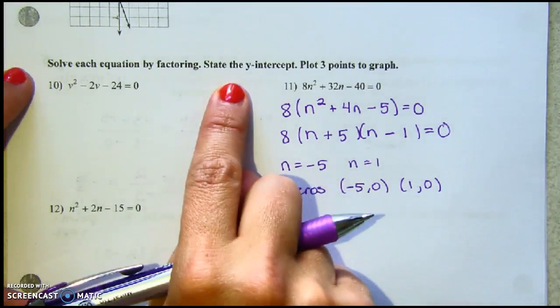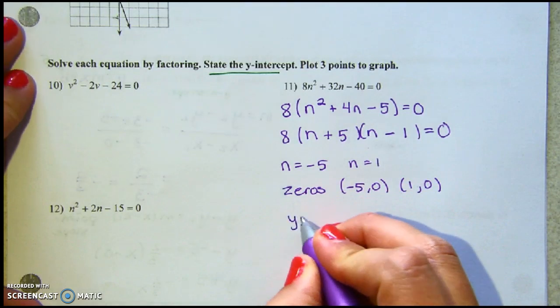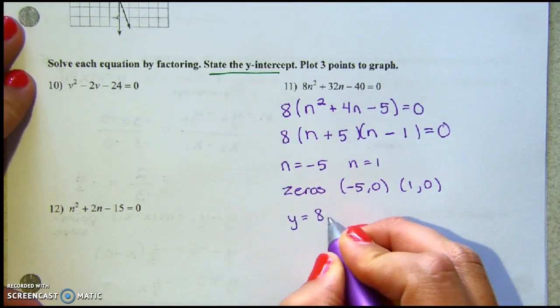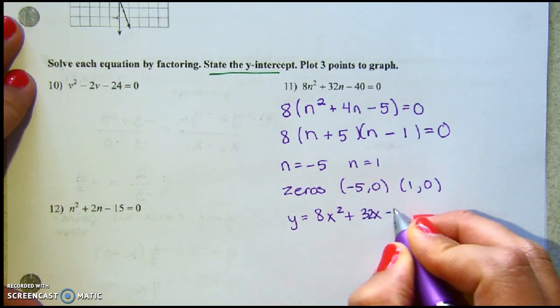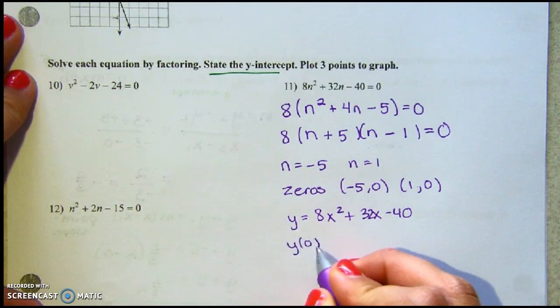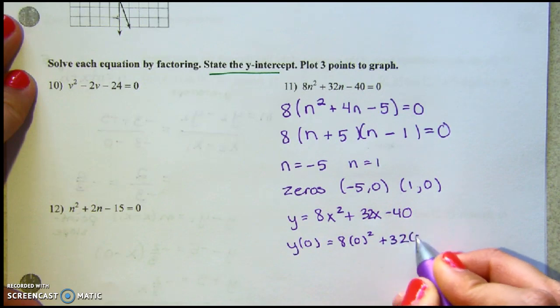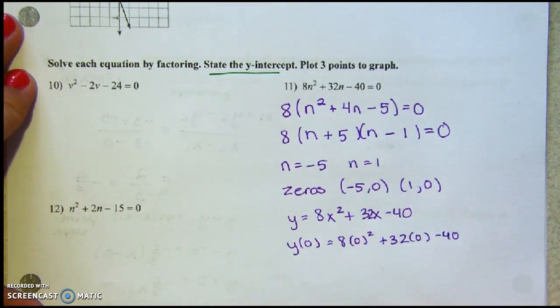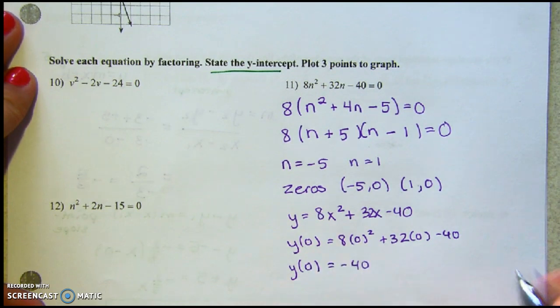Okay, I added this part. State the y-intercept. So if this said y equals, see how I changed it to x? Oops. Okay. If this said y equals 8x squared plus 32x minus 40, what is the y-intercept? The y-intercept, y of 0, would be if you plug in 0. All right, what do you get when you plug in 0? y of 0 is equal to negative 40.